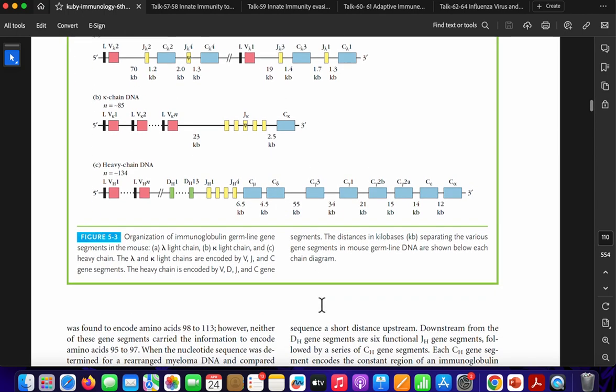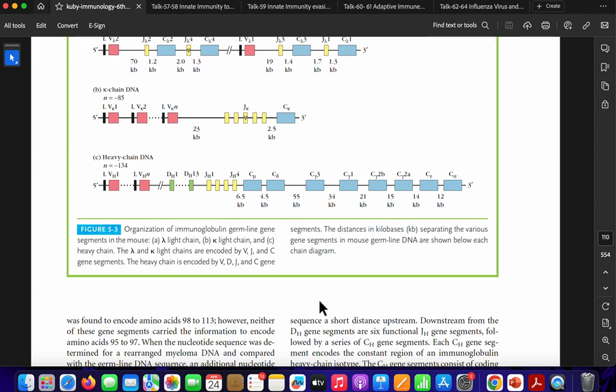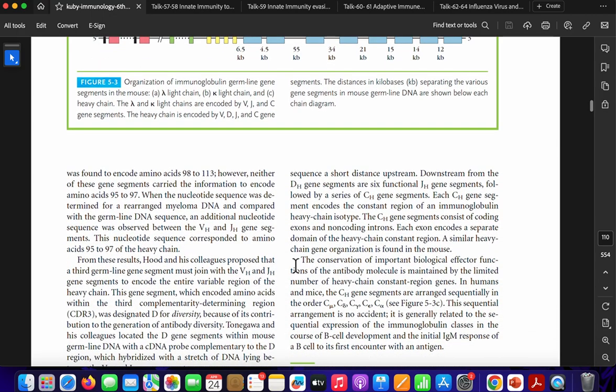So this is the organization of immunoglobulin germline gene segments in the mouse: lambda light chain, kappa light chain, heavy chain. Lambda and kappa light chains are encoded by V, J and C gene segments. The heavy chain is encoded by V, D, J and C gene segments.